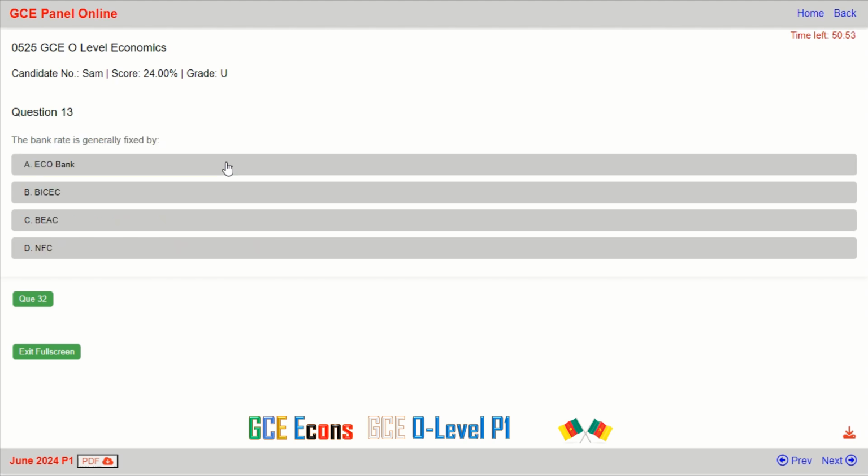Question 13. The bank rate is generally fixed by EcoBank, BSEC, BIAC, NFC. So we know that here we're going to talk about bank rates being fixed by the central bank, right? NFC, BSEC, and EcoBank are not actually the central, the governmental bank, so it's going to be fixed by BIAC. Okay.